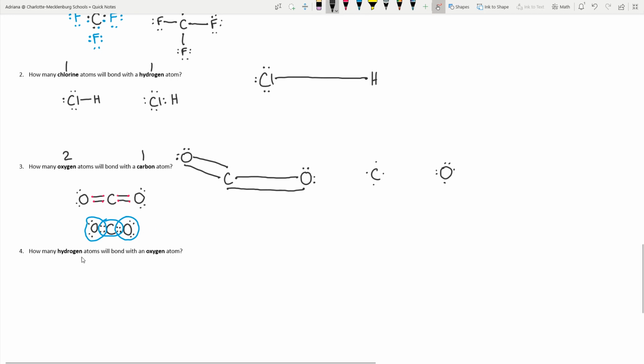Let's do one more example here. How many hydrogen atoms will bond with an oxygen atom? So we know we're going to have 1 oxygen atom. And so 1, 2, 3, 4, 5, 6 valence electrons for oxygen. Don't believe me, check the periodic table. And hydrogen is in group 1. Hydrogen wants to make 1 bond, whereas oxygen wants to make 2.